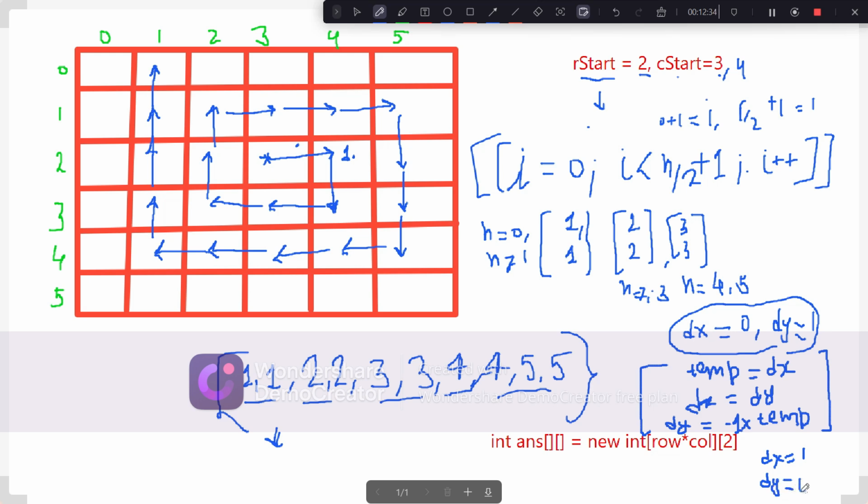Now we go ahead and get this coordinate, and similarly once we change direction again, we exchange the same way. Let's say we have reached here. According to this, our temp would be dx, which is right now 1. And our dx would become dy, so dx would become 0 and dy would become -1.